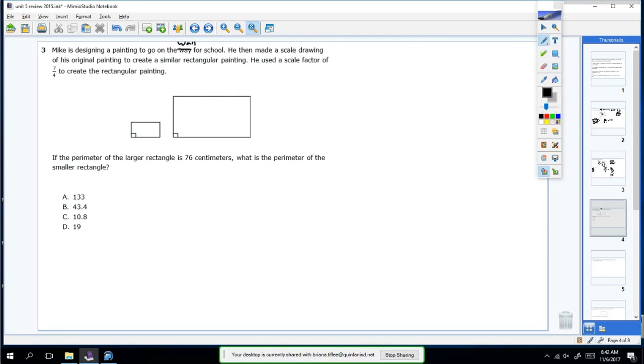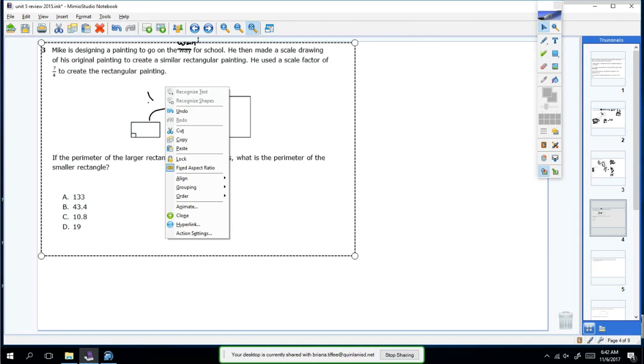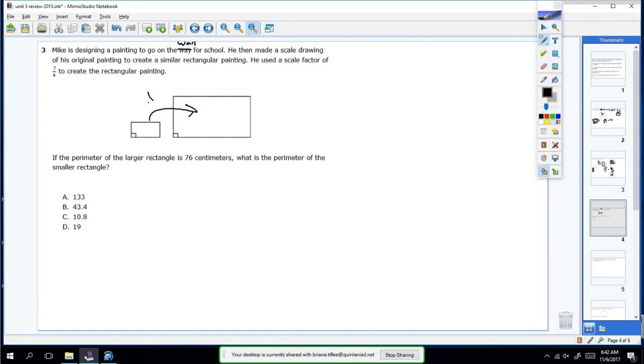So the way that you're going to do this is you are going to divide the scale factor. So basically what he said is that from this triangle to this triangle, he multiplied by 7/4. Sorry guys, my pen's acting a little weird. He multiplied by 7/4. Okay, but he knows that this perimeter is 76.